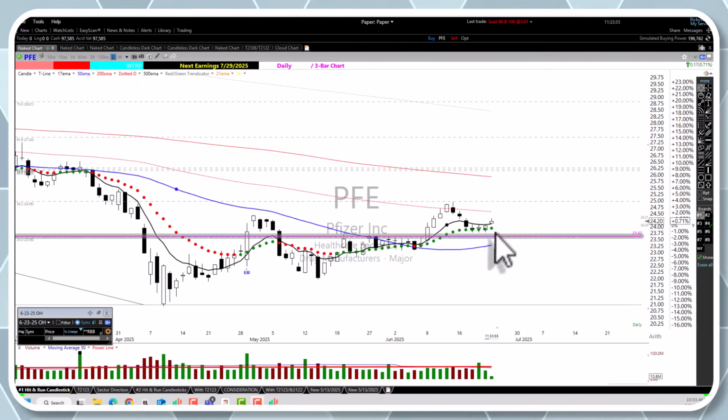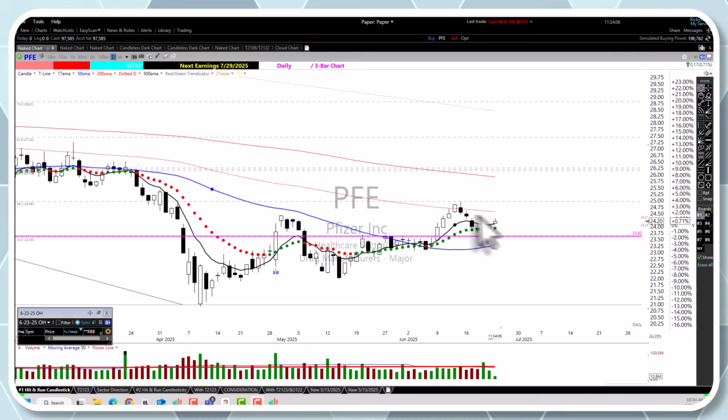This is another one of these charts where we've crossed back over the T-line after being out of it. PFE, this may be a nice chart to look at here, and it's a rounded bottom breakout. Notice how, right there at the dotted deuce, I'm telling you, that is a powerful, powerful moving average.